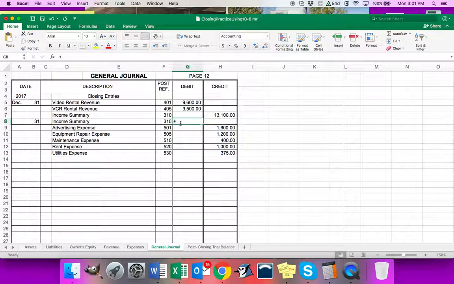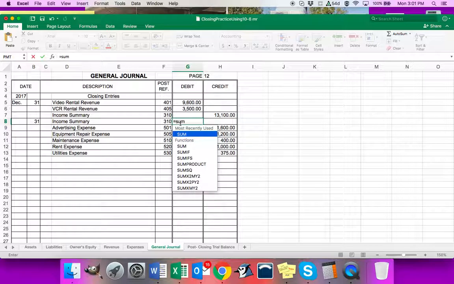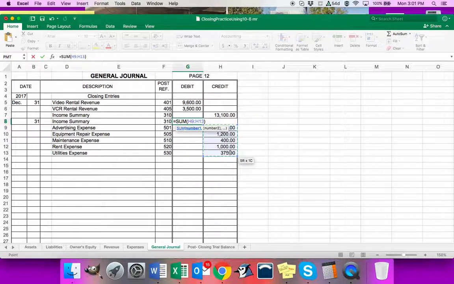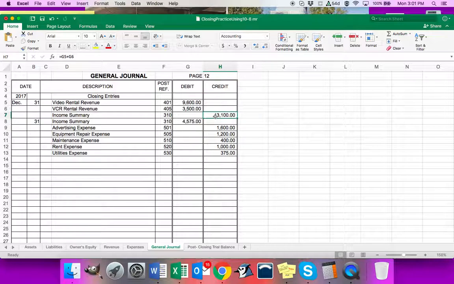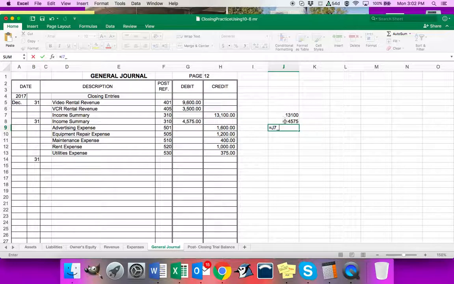So now for here, it's just going to be the sum of all these added up. So this is your closing amount for your revenue. This is your closing amount for your expenses. So the next transaction you're going to do is you have a credit of 13,100 in income summary, and then you have a debit of 4,575. If you subtract those two, you have 8,525 left in the credit balance of your income summary.